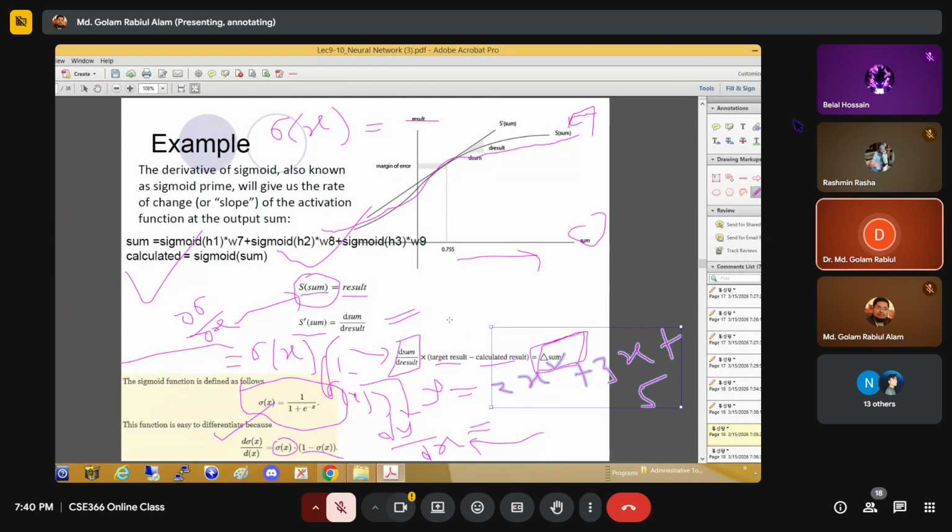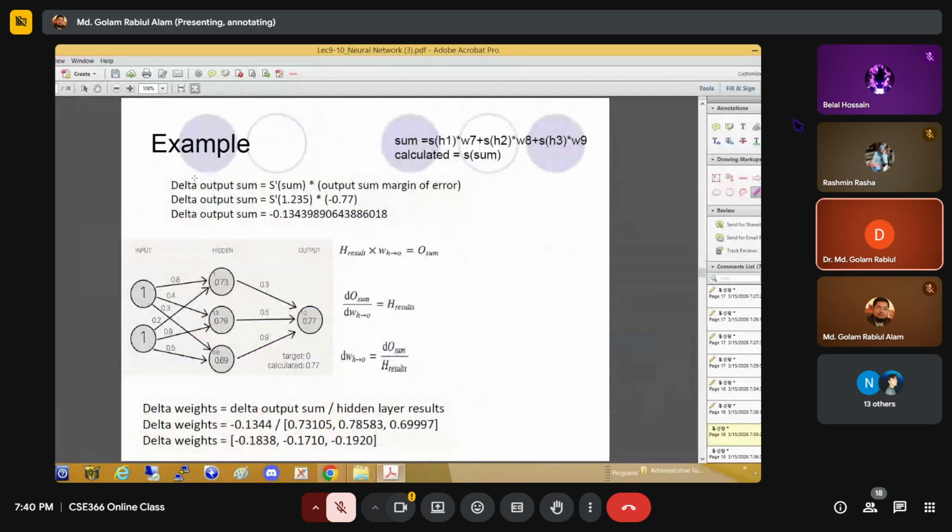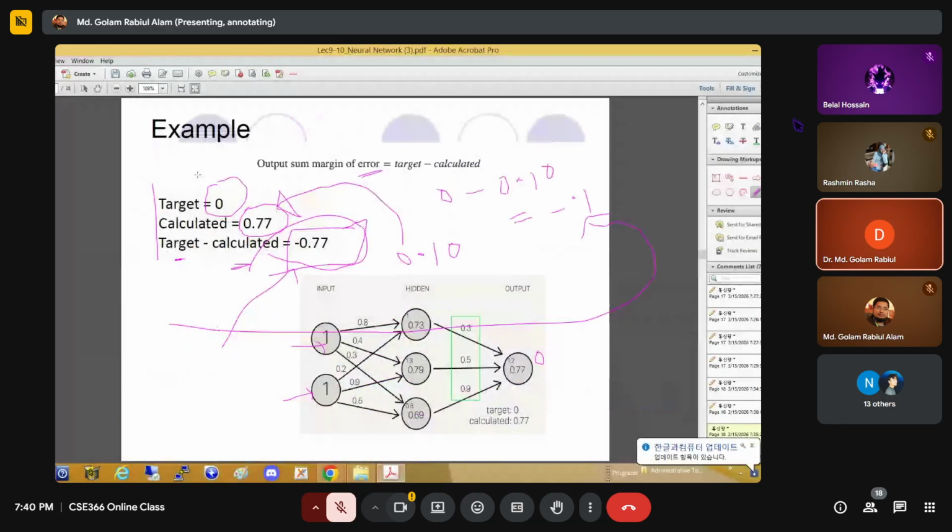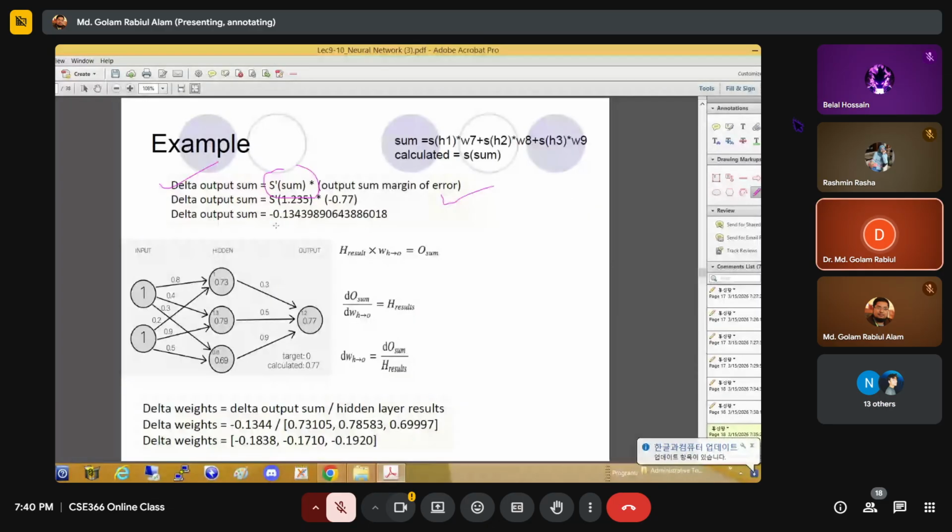From this discussion, we can see that delta sum is delta sum by delta result times the error. So the delta output sum will be the derivative of the sigmoid of the sum times the output sum margin error. We have already calculated the error. The error is negative 0.77, so we put that here, and then the derivative of the sigmoid of the sum.